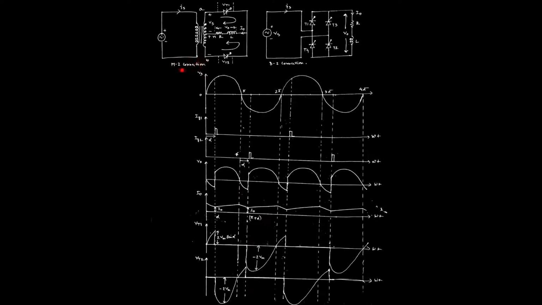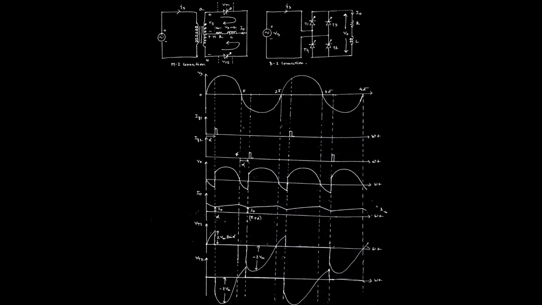In case of M2 connection, normally we are using a center tap transformer whose primary winding is connected to the supply directly, and the secondary winding is center tapped, in which we are adding the load, that is RL, and we are using two thyristors, that is T1 and T2. In case of B2 connection or bridge connection, we are using four thyristors, which are connected in a particular manner which will form the bridge, and we are using the load across the bridge like this, and we are using an AC supply over here.